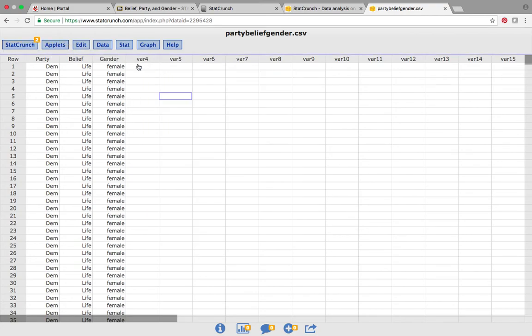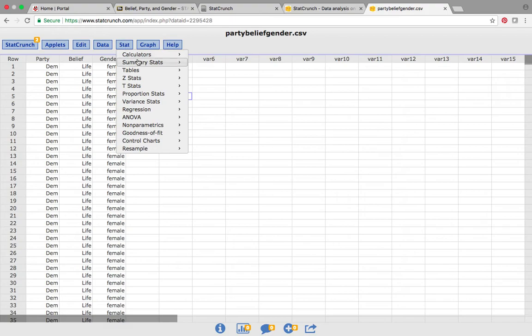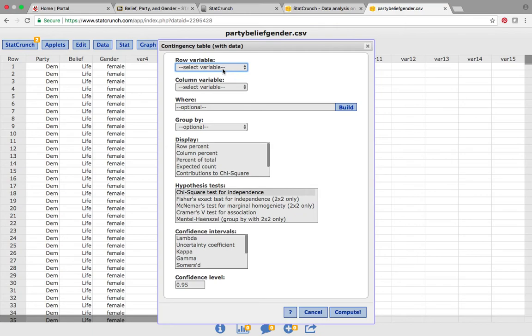Now, I think the interesting part comes when we start looking at our tables and looking at the contingency. So contingency we're going to do with data because we have a data set. If I had the summary like I did before, then I could go with summary, but I don't have that here. So I go with data. I would like to look at the row, party, and see the relationship with party and belief.